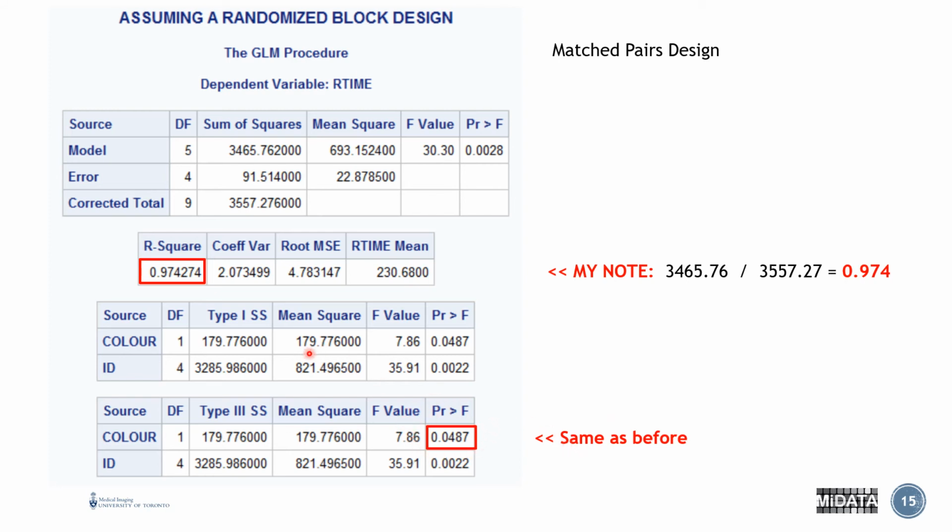But now the additional information we have is an R-square for your model, which gives you a model fit. How much variability is being accounted for in your dependent variable by the model?